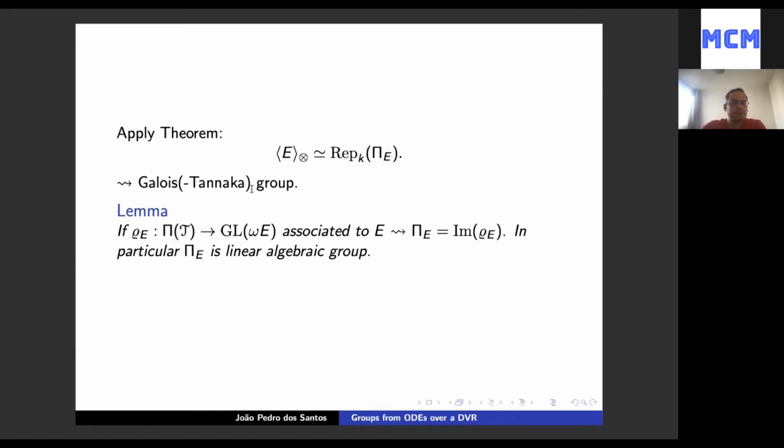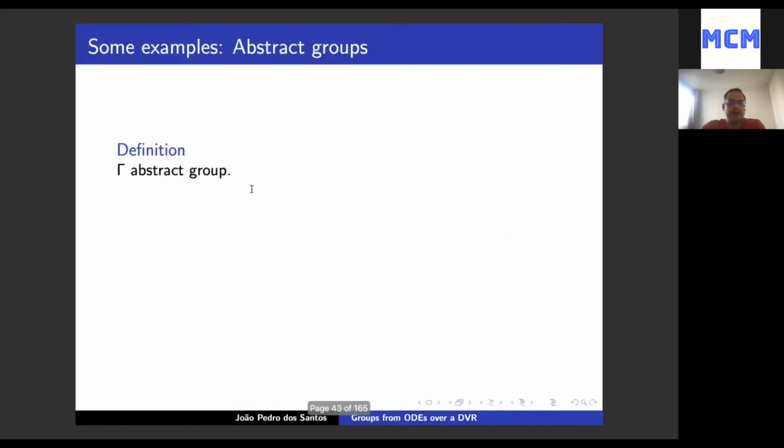No? Okay, so I go on to the examples. Let me give you the examples of this theory. I take an abstract group, and I take T to be the category of representations of this abstract group. This is a category which is k-linear, abelian, has a tensor product, and everything.